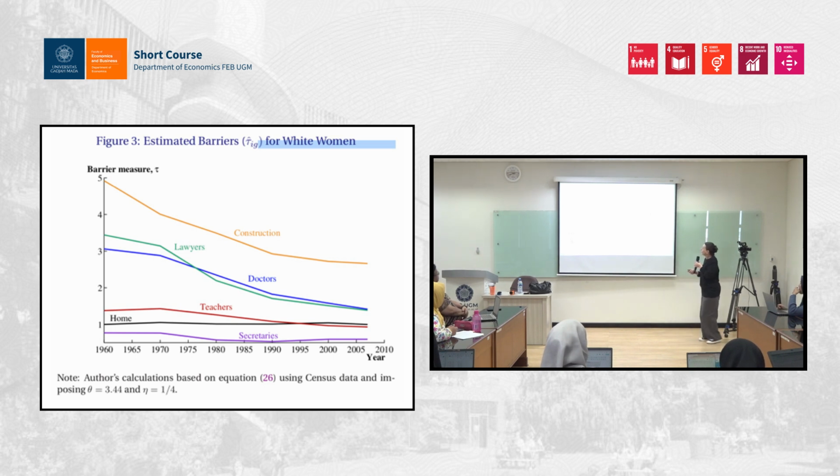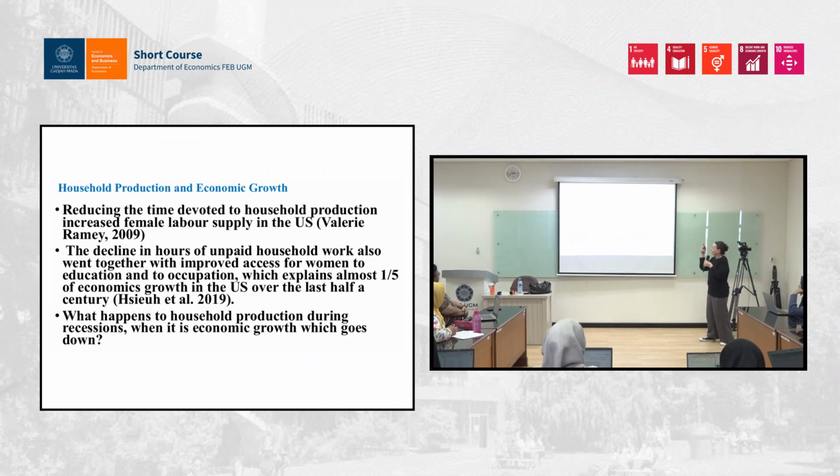So what they find, the overall picture of these three papers, is that reducing time devoted to household production increases the female labor supply. The fact that the decline in hours of unpaid household work also went together with improved access for women to education and occupations, so high-skilled occupation, explains almost 1/5 of economic growth in the US over the last half of the century. And so this is the first part of this lecture.